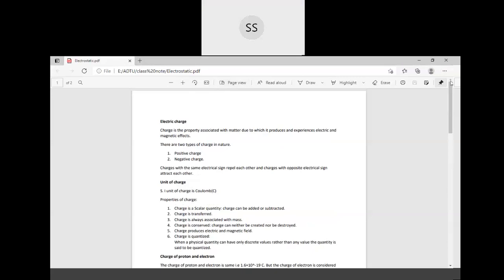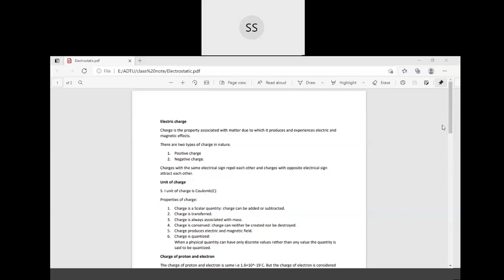In the last class we discussed the charge of proton and electron. First, we know that electric charge is the property of matter due to which it can produce electric and magnetic effects, right? Then there are two charges in nature, positive charge and negative charge. Positive charges are the protons and negative charges are the electrons. The unit of charge is the coulomb, and the SI unit of charge is coulomb.